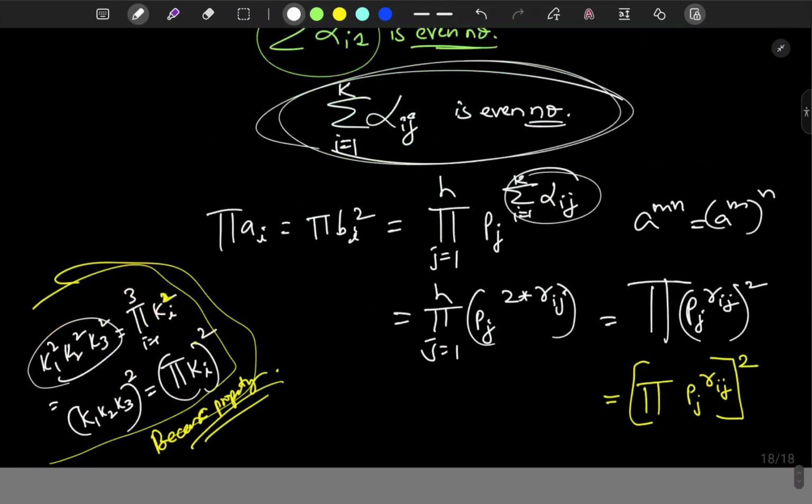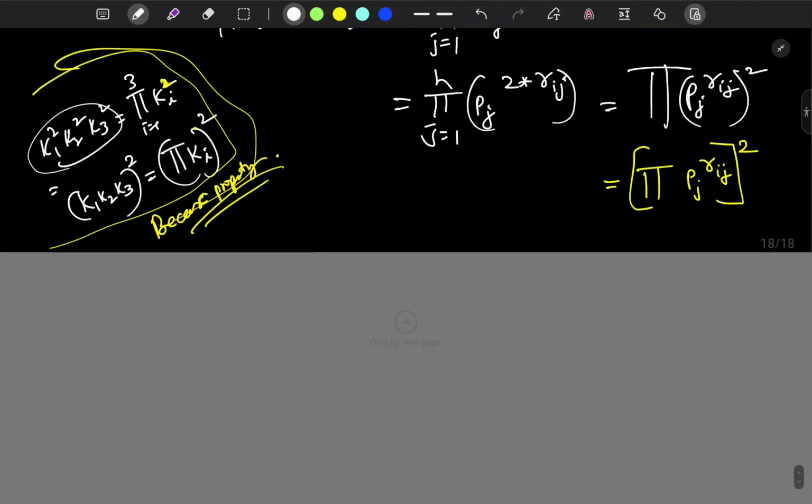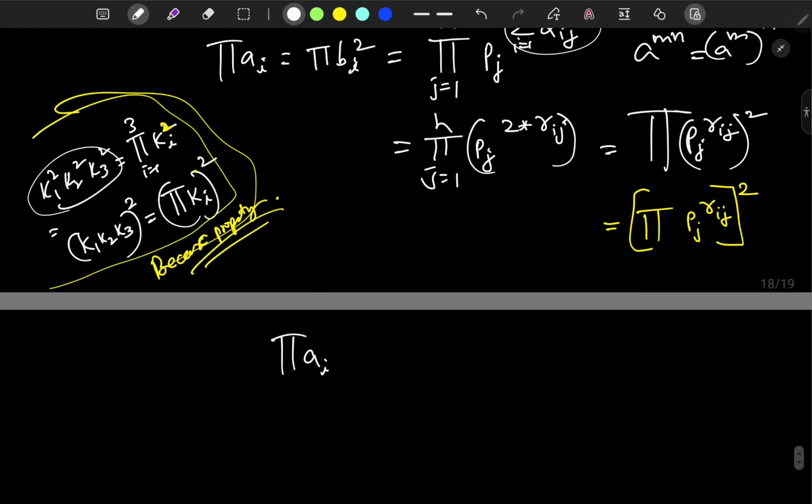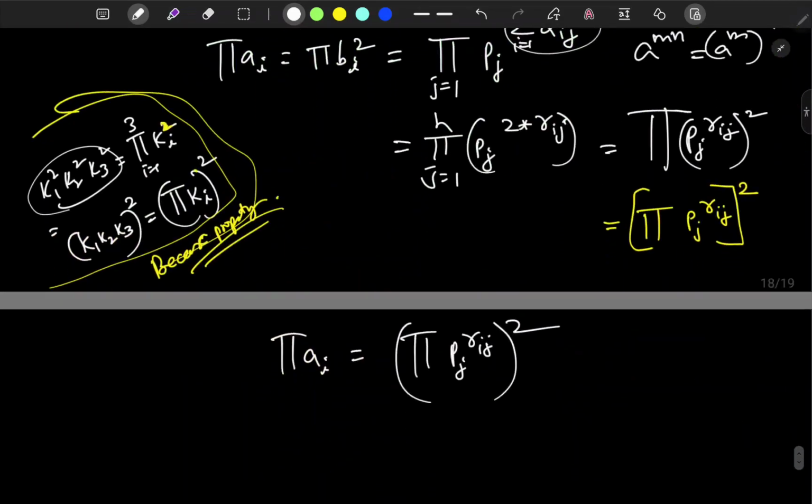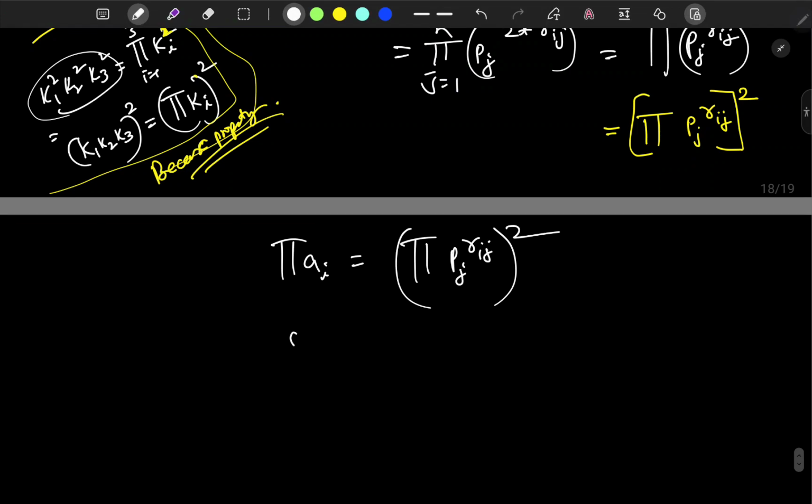So you got my point. So finally what happened, tell me? Pi ai equals to whole square. Okay. Now just take the square root on both sides.